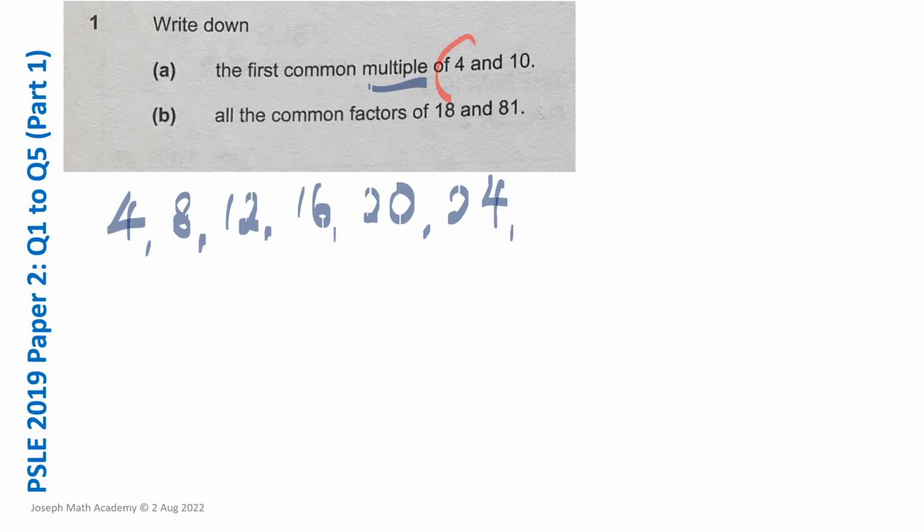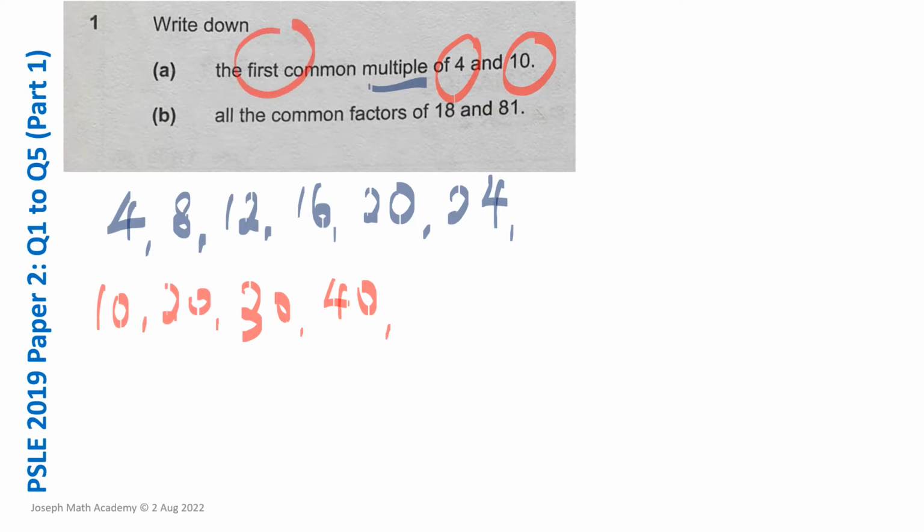Now I'm going to move on to multiples of 10. 10, 20, 30, 40. Multiples of 10 means it's the 10 times table. We want to see which one is the first common. It must be the same. So we have to compare the two listings. Simply saying, we know this 20 and this 20 is the very first common multiple. So the answer for part A is 20. So 1A is done.